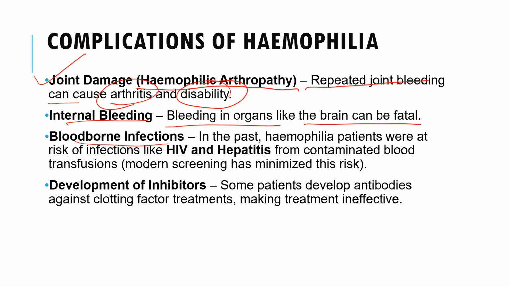Blood-borne infections. In the past, hemophilia patients were at risk of infections like HIV and hepatitis, because blood was being transfused to hemophilic patients to get those clotting factors. They were infected through these blood-borne infections like hepatitis and HIV. But modern screening during transfusion has minimized the risk of contamination from infections like HIV and hepatitis.